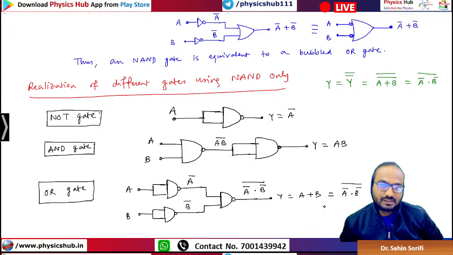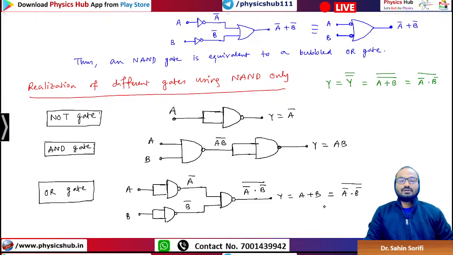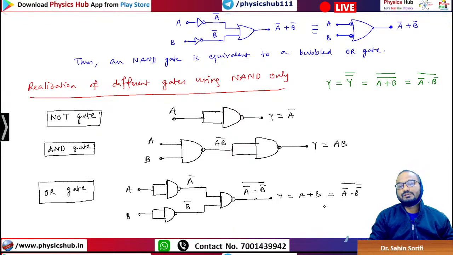So whenever you have been asked to express using NAND gate, what you will do? You will use this property. You will take double complement, and after that you can use De Morgan's theorem to get it in a simplified form. Clear now?